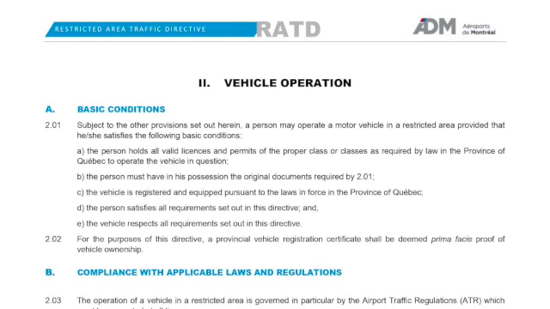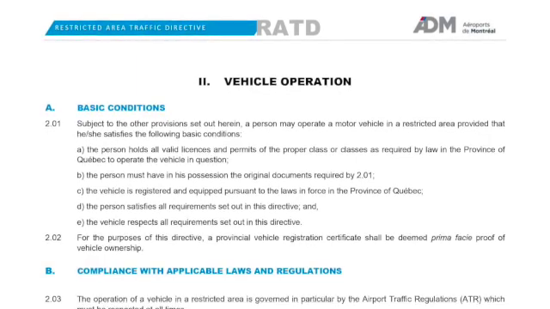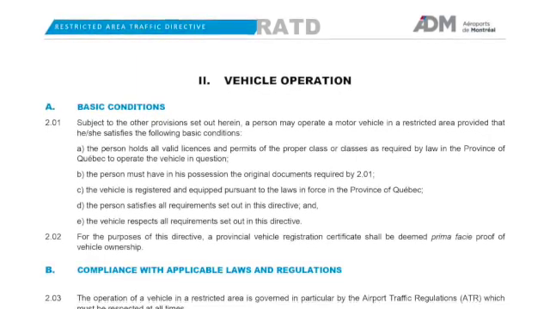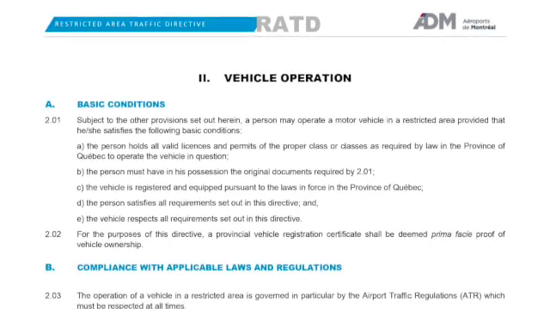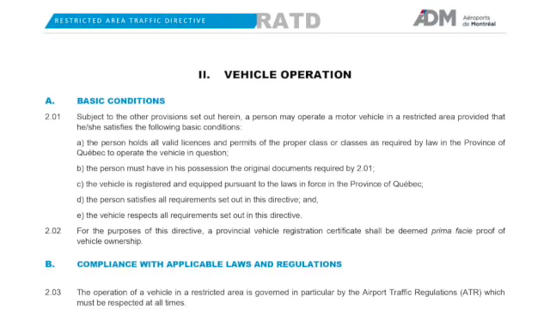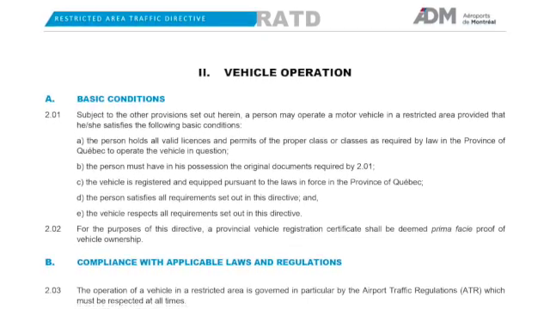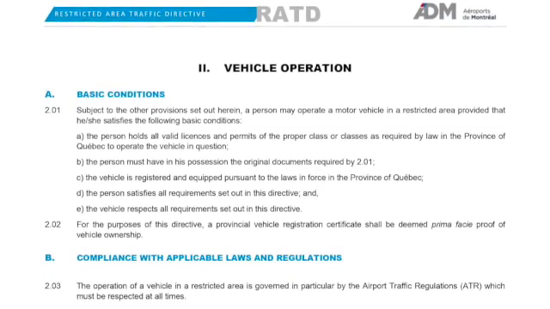2. Vehicle Operation. A. Basic Conditions 2.01. Subject to the other provisions set out herein, a person may operate a motor vehicle in a restricted area provided that he/she satisfies the following basic conditions. A. The person holds all valid licenses and permits of the proper class or classes as required by law in the province of Quebec to operate the vehicle in question.